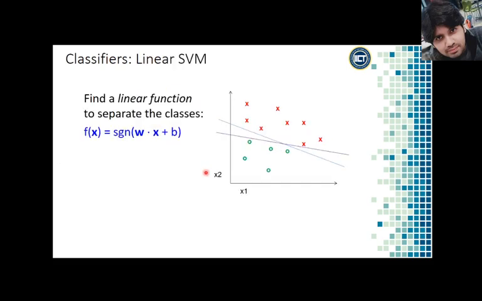Now another popular classification algorithm is linear SVM, support vector machine, which finds a linear function to separate the classes with respect to the weights and biases. Now how? Let us first talk about support vector machines. It is a supervised machine learning algorithm which can be used for both classification and regression challenges. The one used for regression is also known as support vector regression. However, it is mostly used in classification problems.